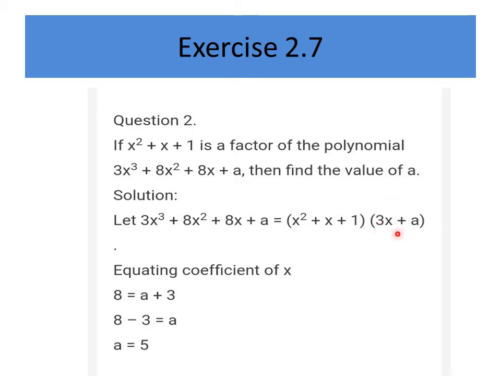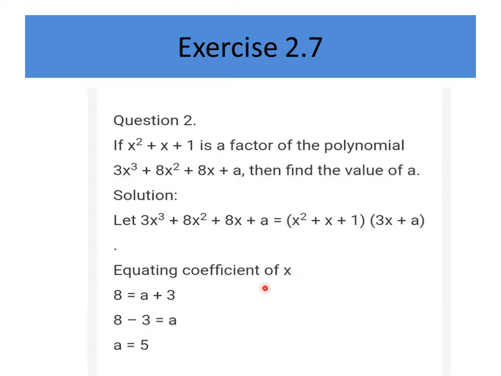For that we have to find the other factor. So how can we find the other factor? Divide the highest degree term by the highest degree term. So 3x cube divided by x square is 3x. So that you write first. This is the x term. Next only the constant term we will get, isn't it? So plus a you write.